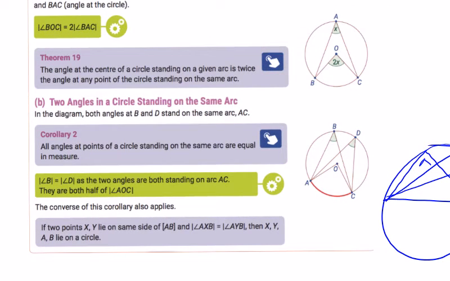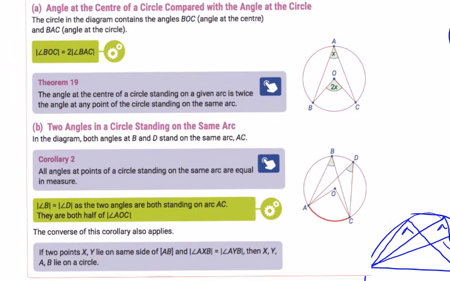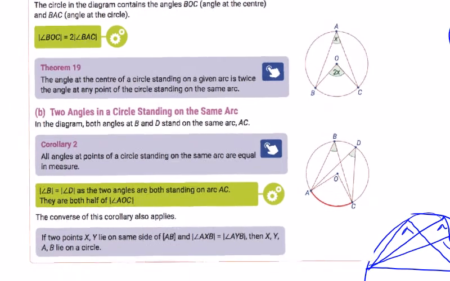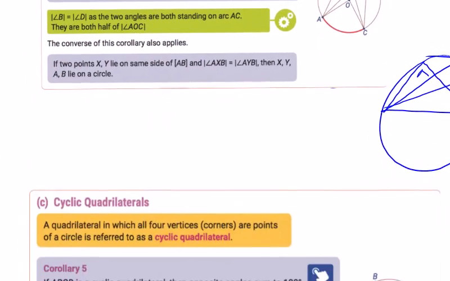Two angles standing on the same arc will be equal, that's obvious. And if we added them together, we'd get that angle in there, or that angle is twice B, or that angle is twice D. Okay, so make sure you have all of these just as sketches. We don't have to prove any of this anymore. Junior cert, your lives are really easy.